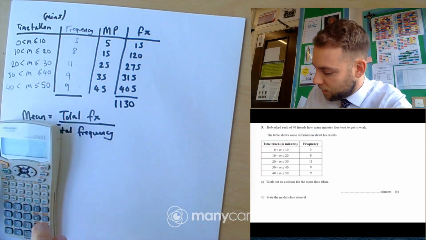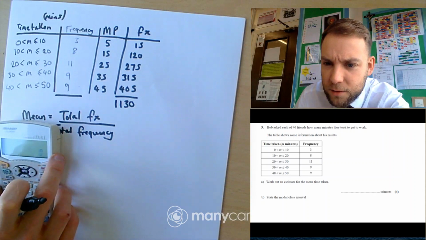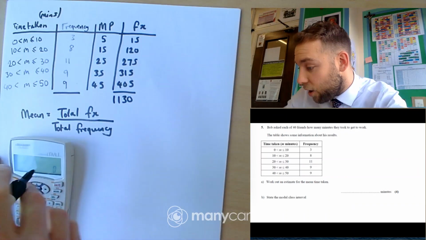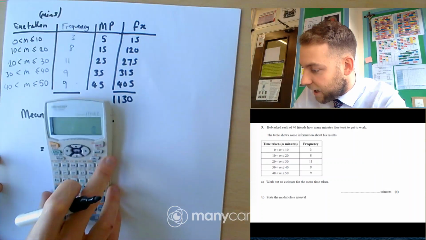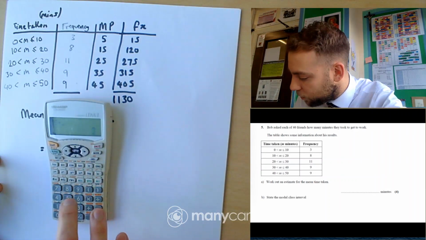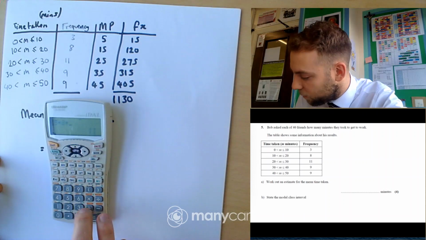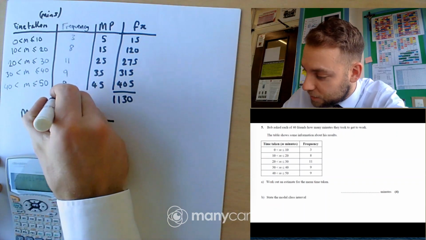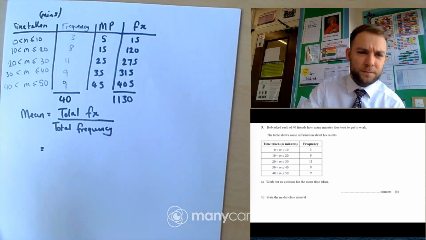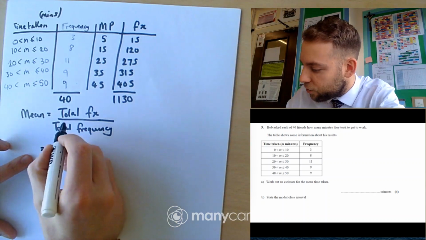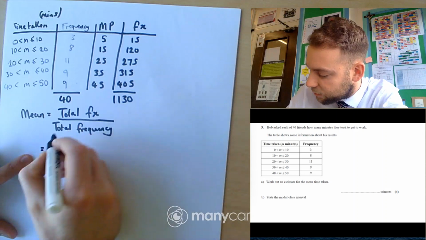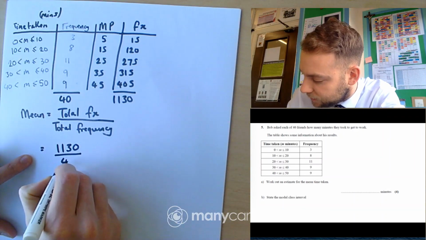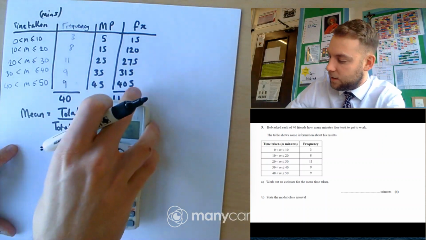Total frequency. Now, in this question, it does actually say that there's 40 friends. So we know that this is already equal to 40, but I will check that just to make sure. 3 plus 8 plus 11 plus 9 plus 9, which is equal to 40, which makes sense. And then it's your total fx, which is this one here, 1,130, divided by its total frequency, which is 40.